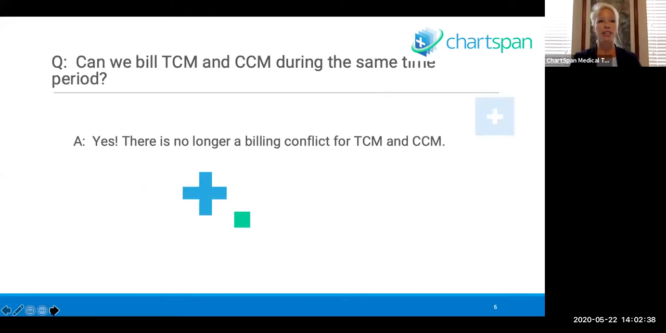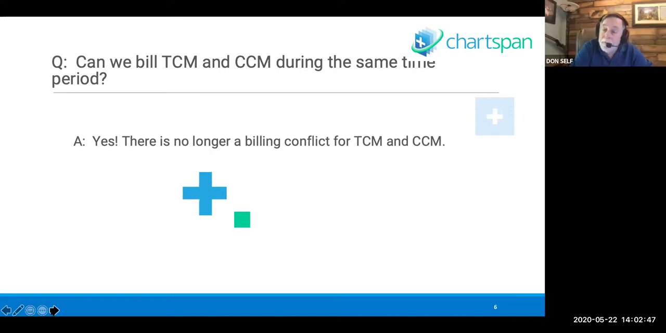How about billing, and this is for traditional practices, how about billing TCM and CCM together? That used to be a billing conflict. Is that still the case? It's not still the case any longer. In 2015, when Medicare started paying for chronic care management, they made the statement that you can't bill out TCM and CCM in the same month for the same period.